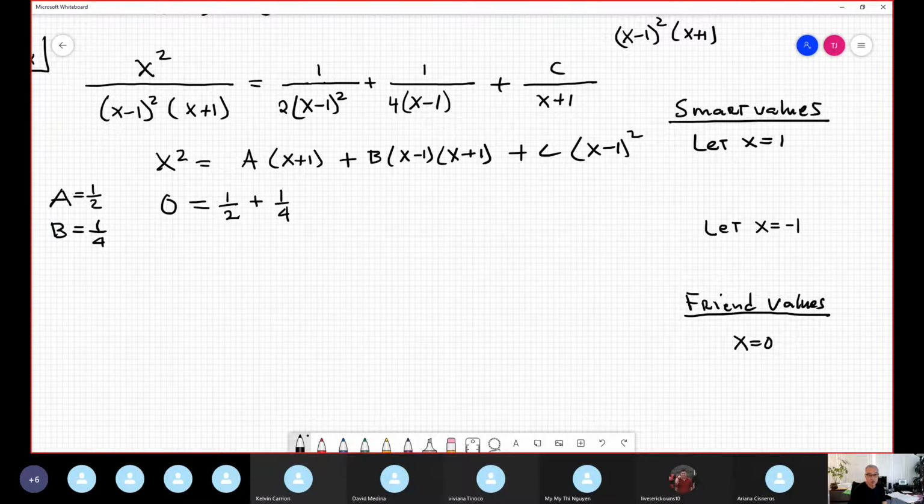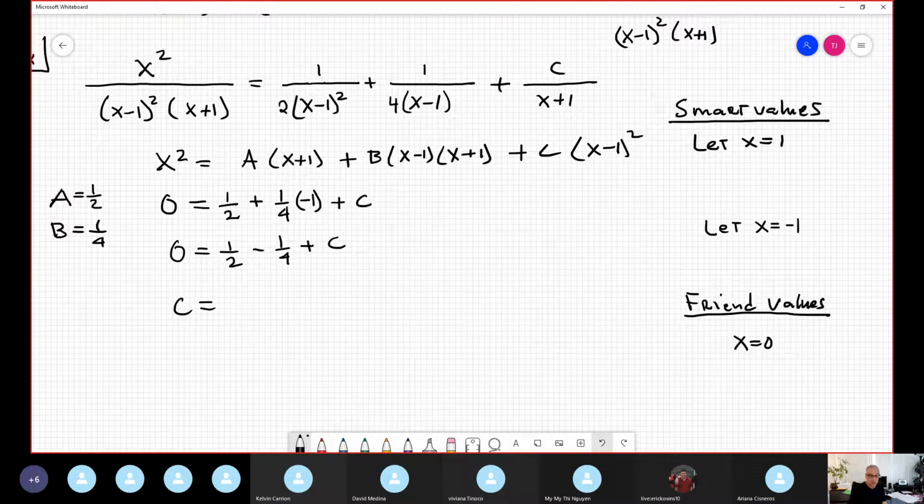Here 0 minus 1 is -1, 0 plus 1 is 1, so it's -1, actually -1 plus C. And 0 minus 1 is -1, squared is 1. Exactly, so basically 0 is equal to 1/2 minus 1/4 plus C. Therefore, solving for C is super easy. C is equal to, well, -1/2. I move to the left.